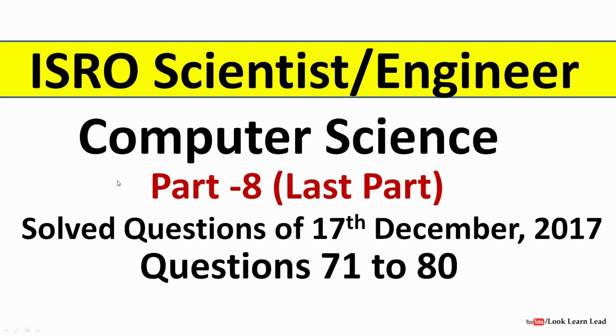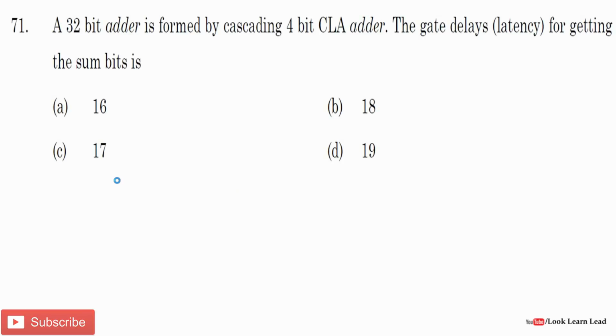Hello everyone, in this video we will be discussing the last 10 questions of the ISRO Scientist Computer Science question paper. Let's move on to the 71st question now. In this question, we need a 32-bit adder formed by cascading 4-bit carry look-ahead adders, and we have to find the gate delays for getting the sum bits. Okay, we have to calculate the sum bits.